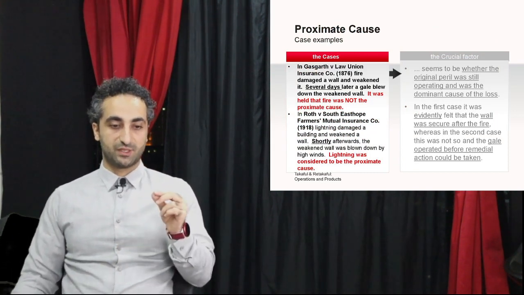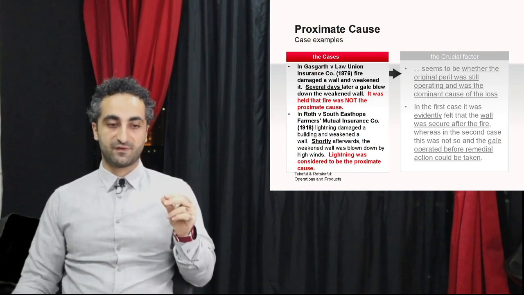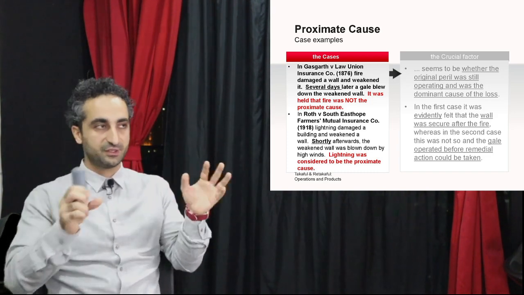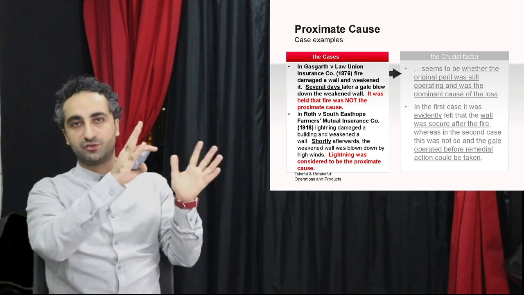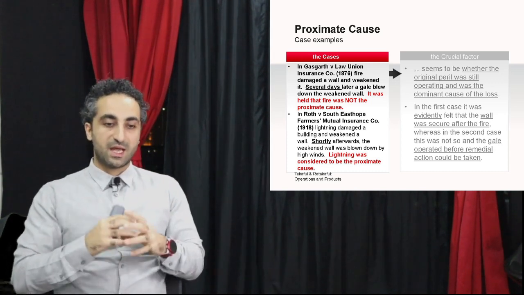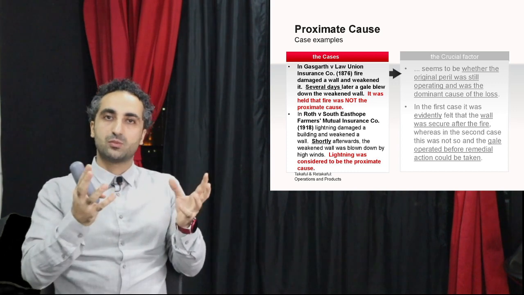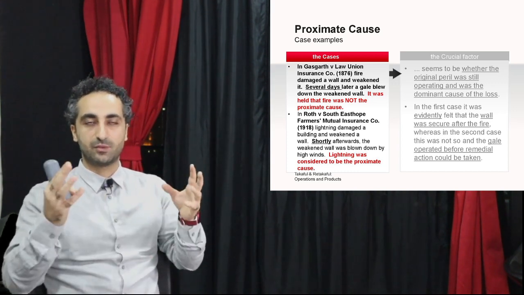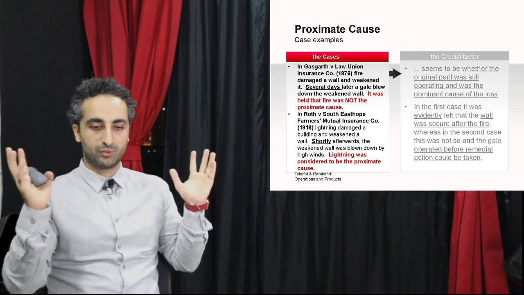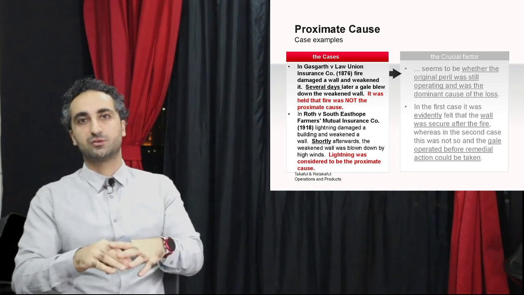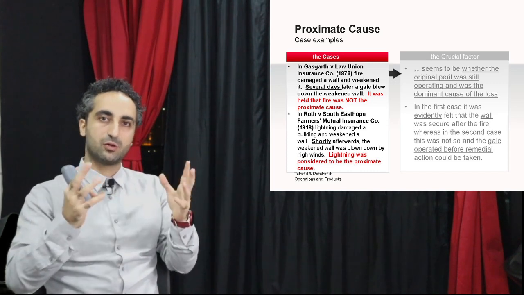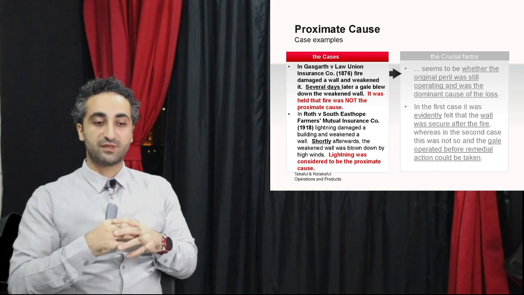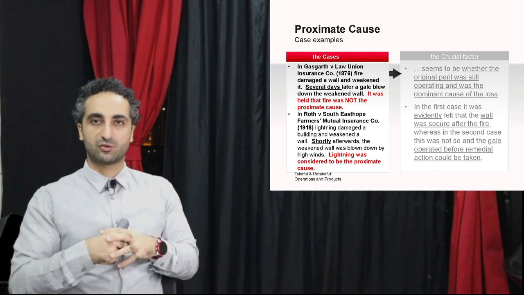Okay, so in 1876, a fire damaged a wall and weakened it. It became weaker. Several days later, a strong wind blew down the weakened wall. So a very strong storm blew down the whole wall. It was held that the fire was not the proximate cause here.